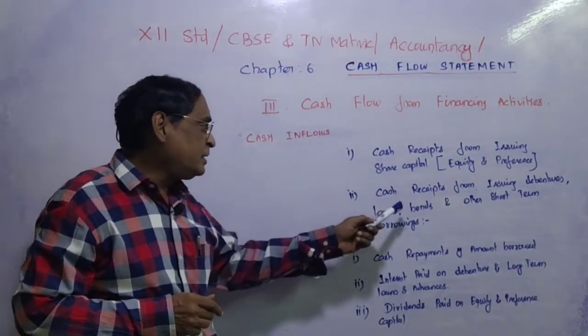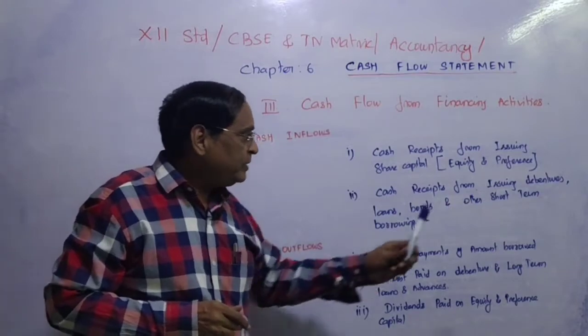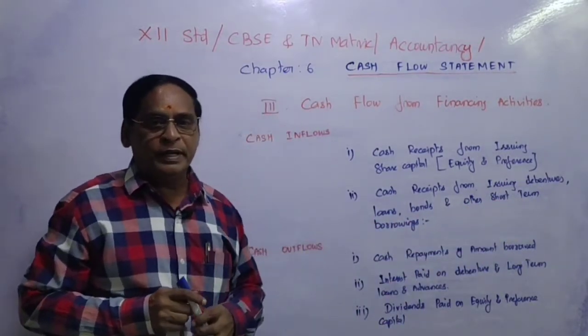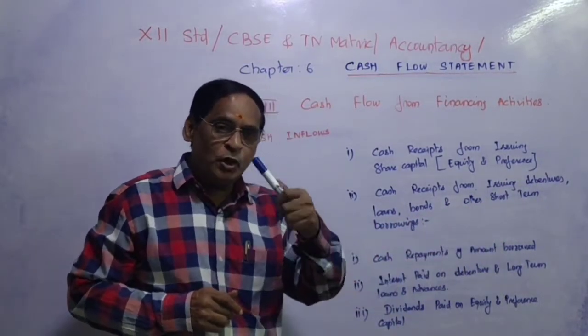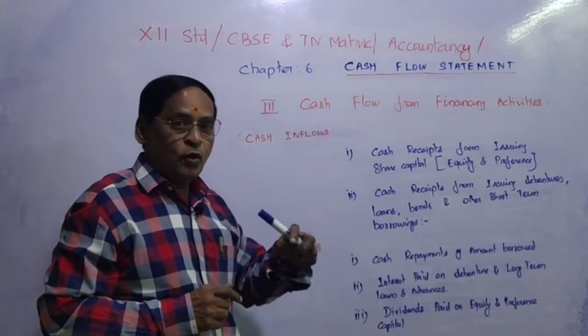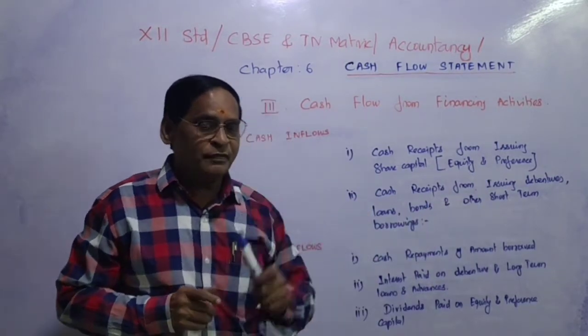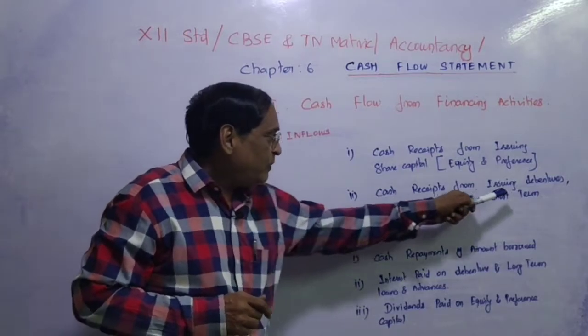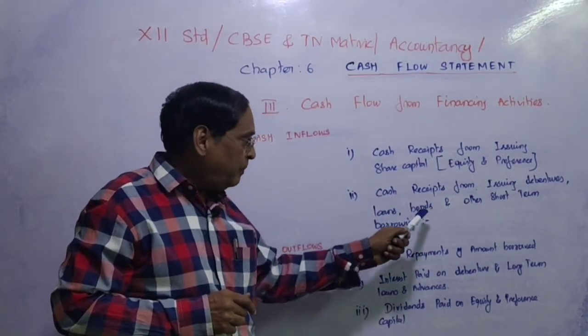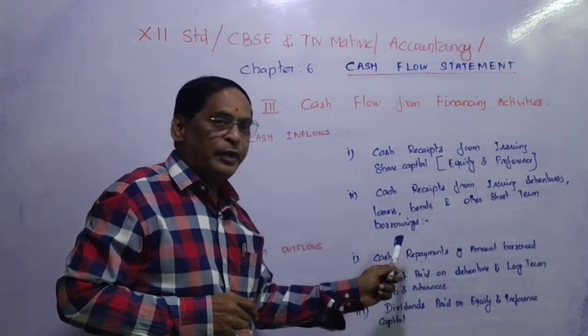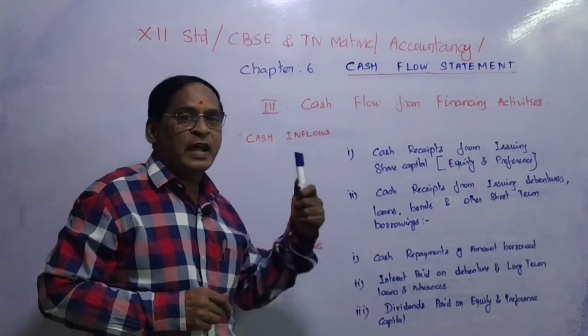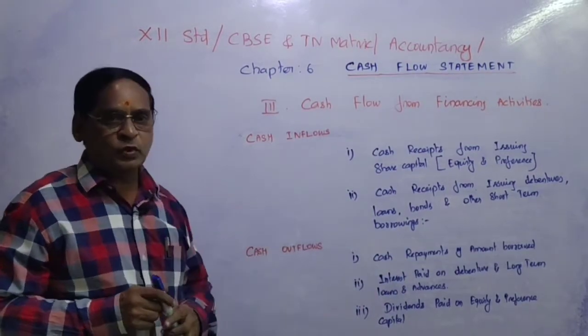And then cash receipt from issuing debentures. Debenture is nothing but a debt instrument. It is nothing but a loan from the debenture holders. The company is getting a loan from debenture holders by issuing debenture certificates. So cash receipt from issuing debentures, and then any bonds, and any short-term borrowings, will be the receipt of cash. So these are the cash inflows.